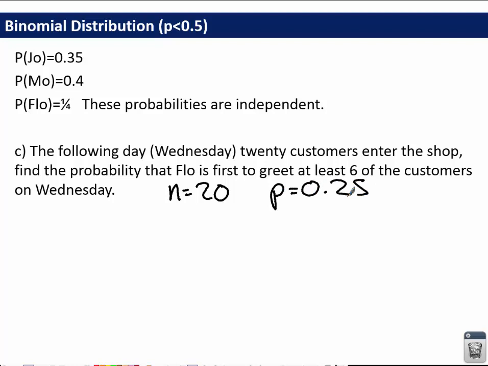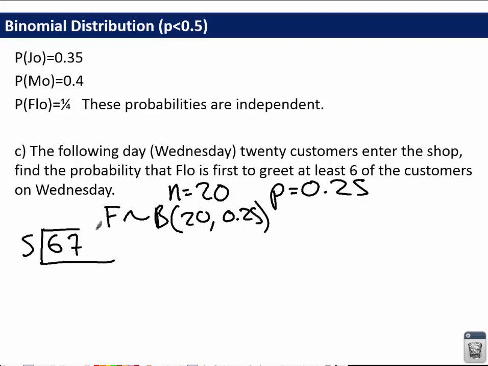So we can write down that F is binomial with n equals 20, p equals 0.25, so the examiner knows that you know it's binomial. We want to find the probability that Flo is first to greet at least 6 of the customers. So again, I would write down the numbers either side of 6: 5, 6, 7. Of course, these numbers carry on, but we don't need to write all of those down. It's at least 6, so it's 6 or more. So we write down the probability that F is more than or equal to 6.